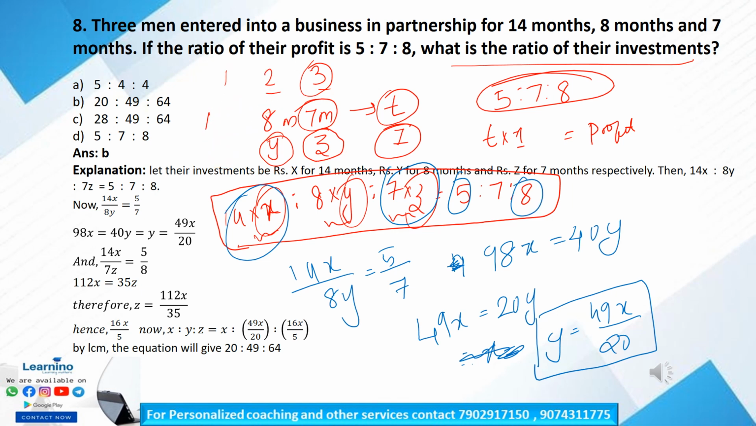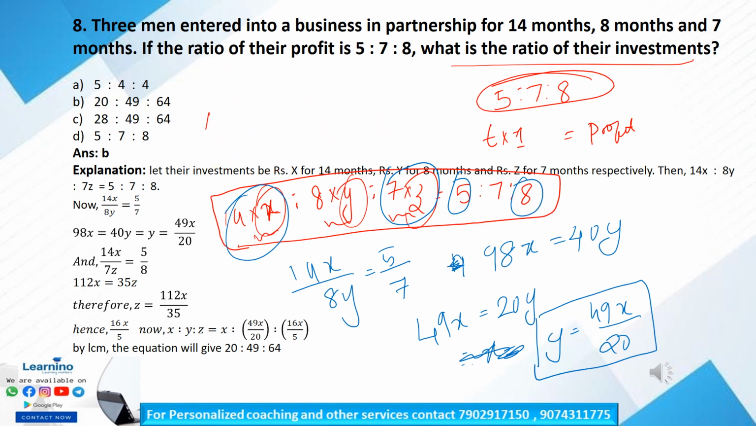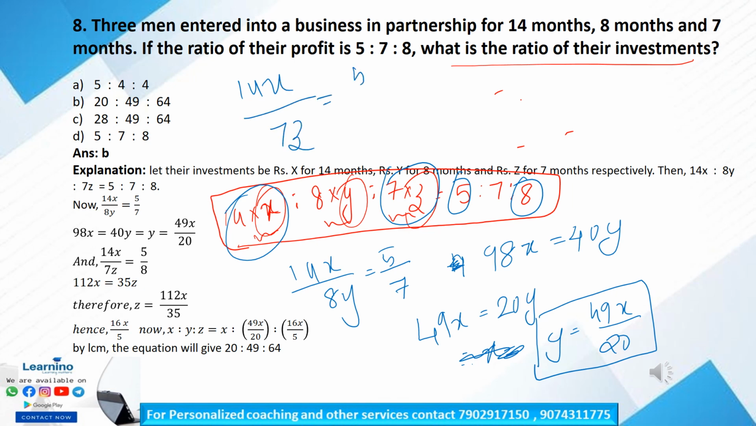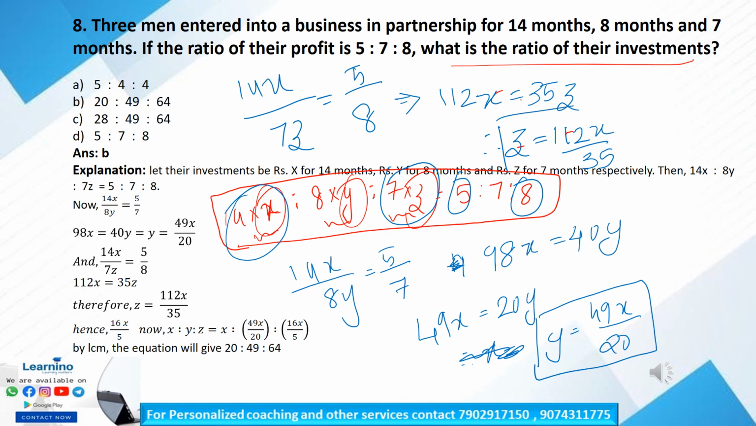For that, we can write it as 14x by 7z is equal to 5 by 8. By cross multiplication, we will get 14x into 8, which is 112x, is equal to 7 into 5, which is 35z. Therefore, z is equal to 112x by 35. So, we got the value of z.